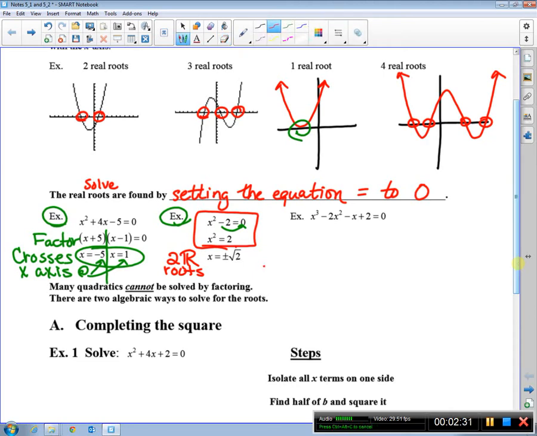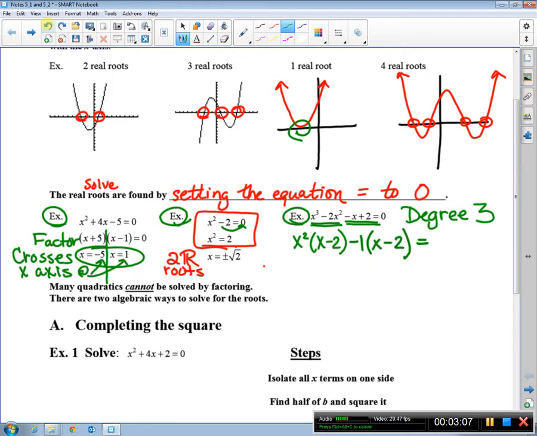In the 3rd example, we have a degree 3 polynomial. I know that by the highest exponent of 3. And this one is set equal to 0. And I wanted to remind you about factoring by grouping. So we look at the first 2 terms. I can take out an x squared. And if we look at the last 2 terms, I can factor out just a -1. And that becomes times x minus 2.